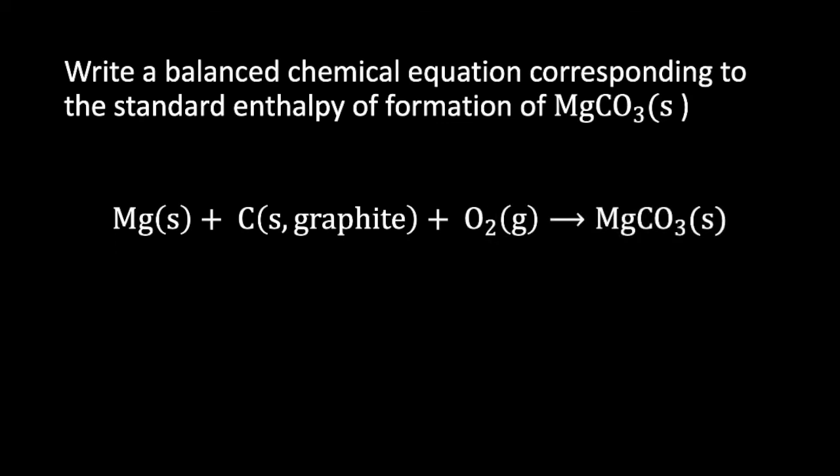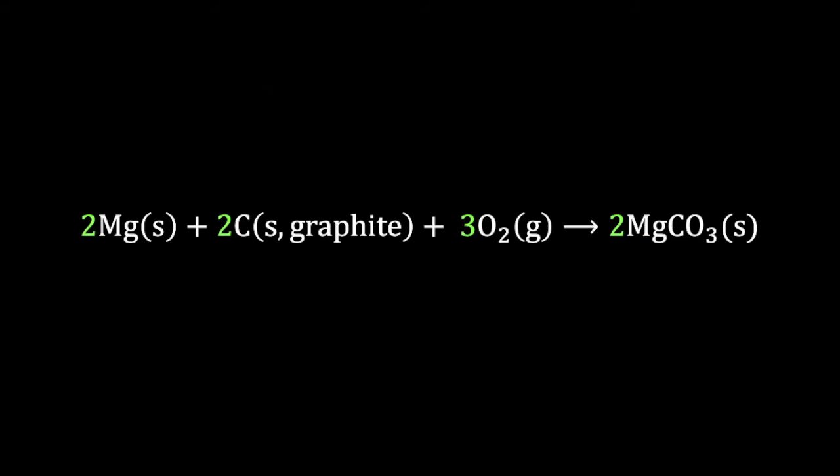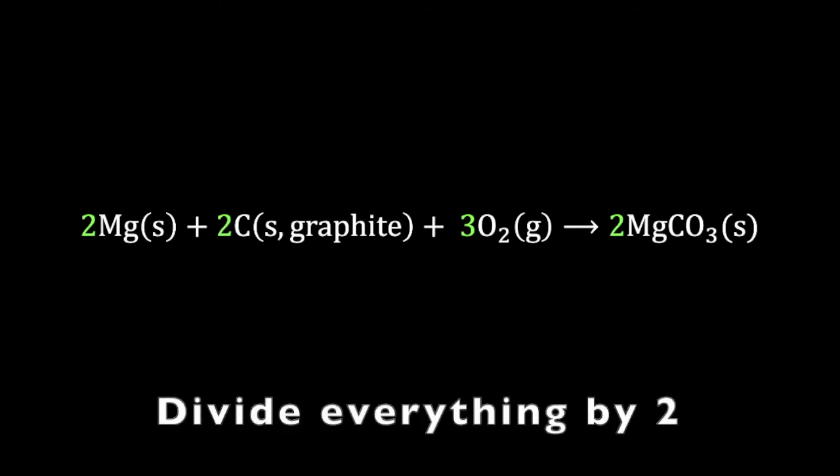We're going to balance this just as we would a regular equation, and this is what we get with our coefficients: 2 magnesium, 2 carbon, 3 oxygen, and 2 magnesium carbonate. Now we have to balance it as an enthalpy of formation equation for 1 mole of product. And this means we're going to have to divide everything by 2, which is the coefficient on magnesium carbonate.